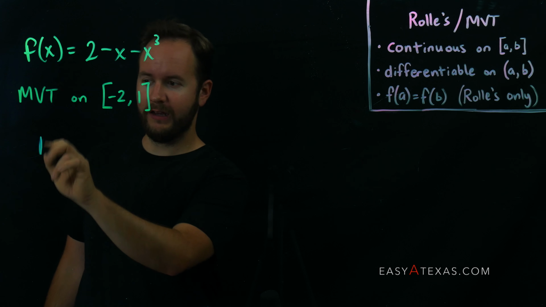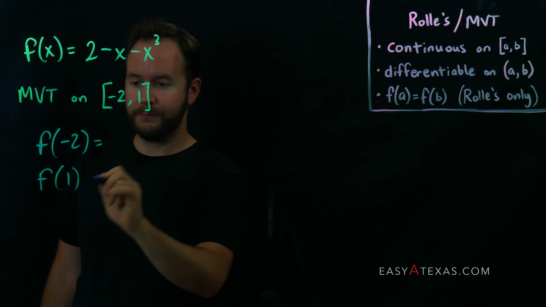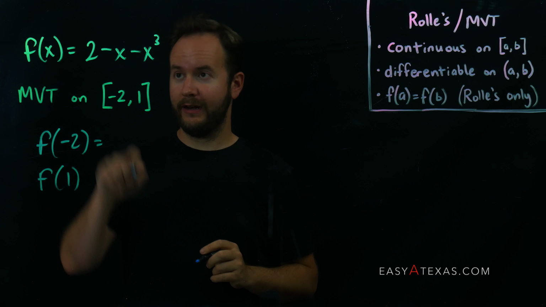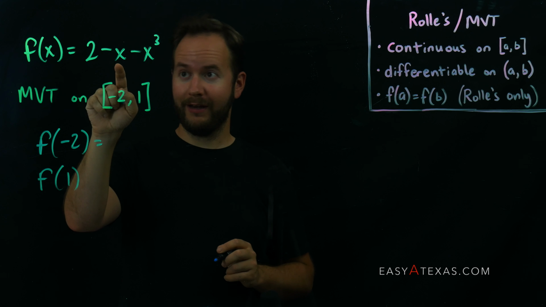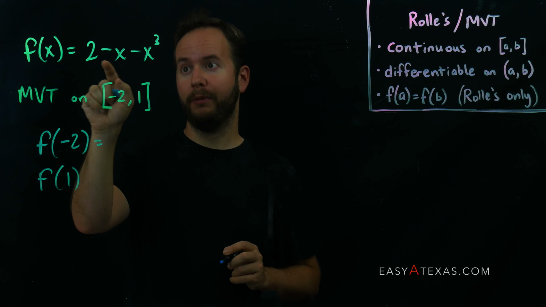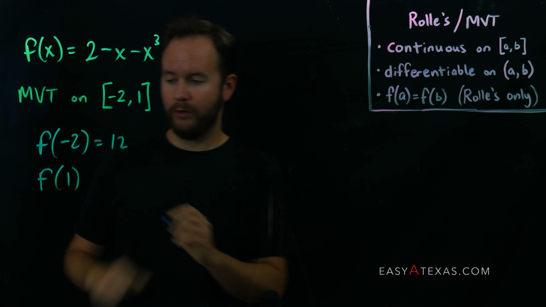I need to find the value of the function at its endpoints. So at f of negative 2 and f of 1. F of negative 2, when I plug that in, I get negative 2 cubed is negative 8, times negative 1 is positive 8, 2 minus negative 2 is 2 plus 2, plus 8 would be 12. And when I plug in 1, I get 2 minus 1, which is 0.